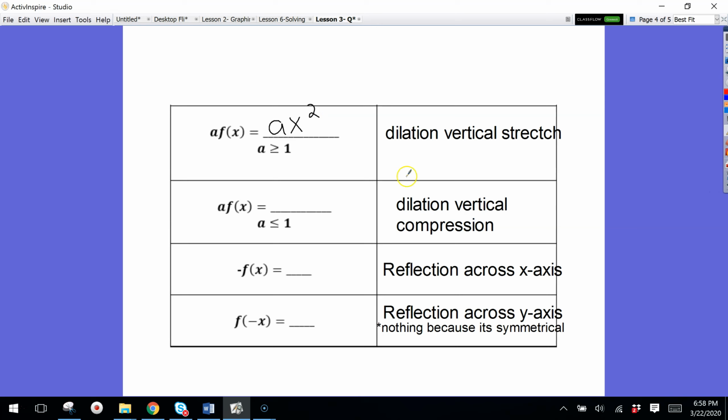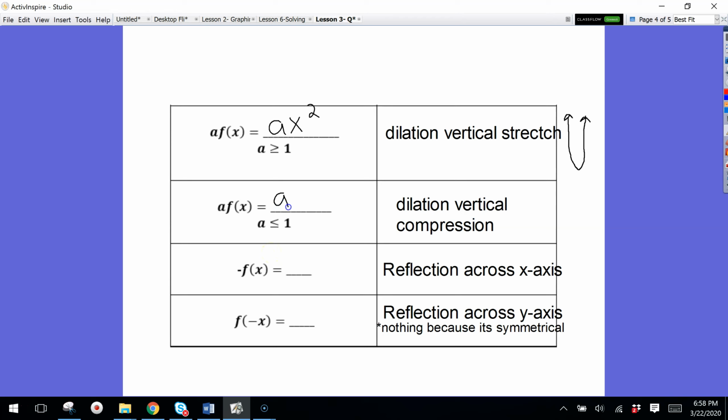And what this is going to do, it is going to stretch it. So let's draw out what stretching looks like. It's going to look a lot like it's been stretched vertically, a lot taller. Again, think about it. It's going to go up at a faster rate, so that's why it's going to look that way.